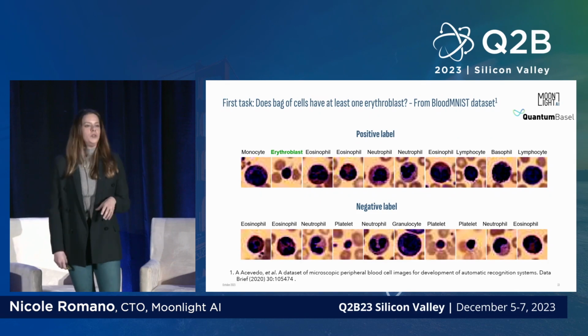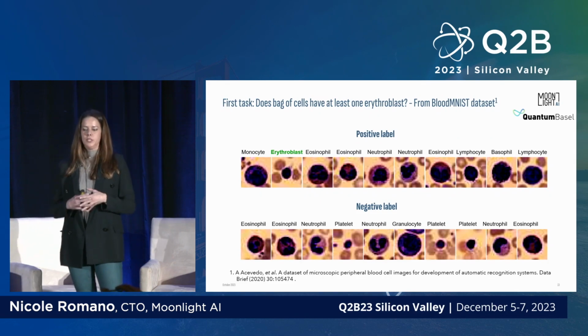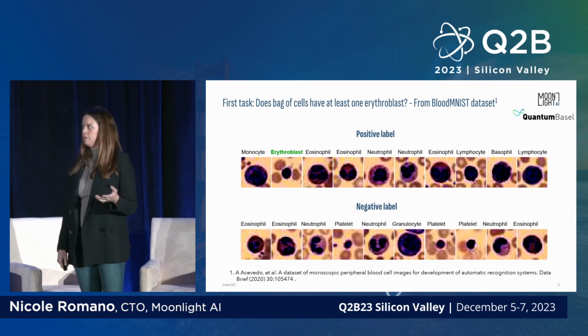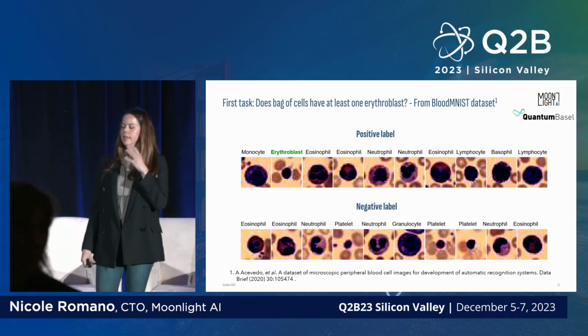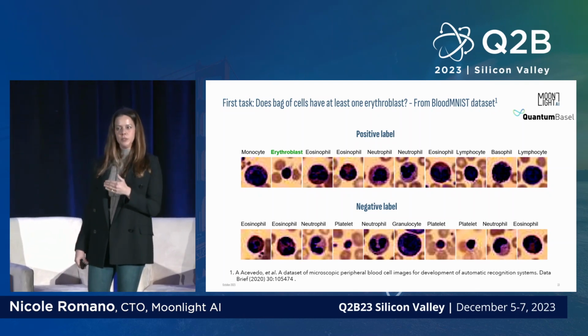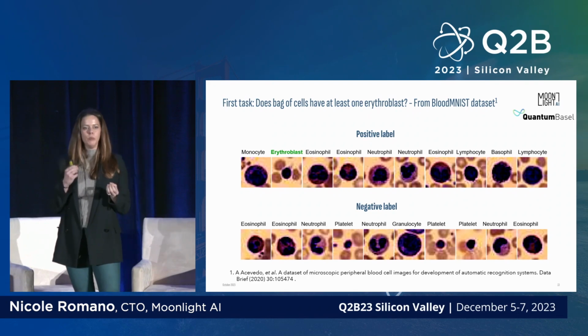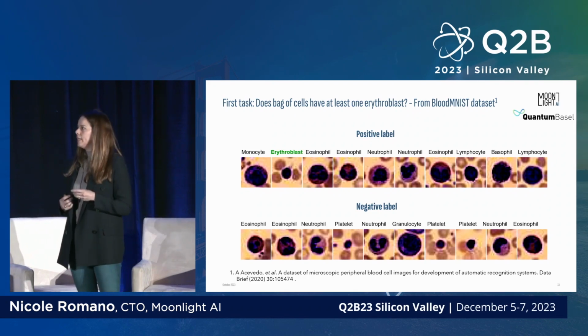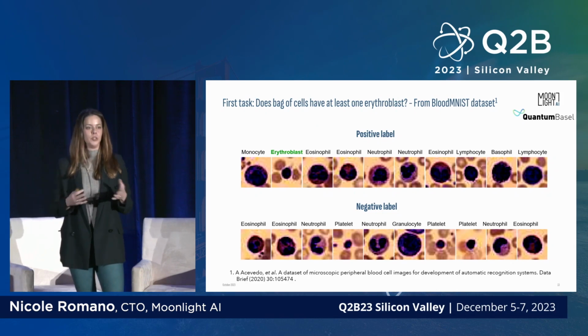And so if you actually just take the blood MNIST data set, you get this really nice, already annotated data set of single cell images along with their cell types. So what we're doing is creating synthetic patient samples where we're generating bags of these different cells and we're doping in small numbers of erythroblasts. A positive bag is one that has at least one erythroblast in it, and a negative bag is one that has no erythroblasts in it.